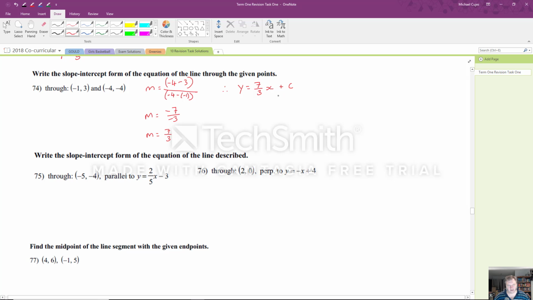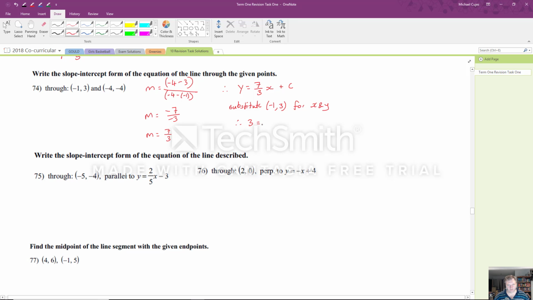Is there a good one to substitute in? 4 and 1, neither of them are going to be nice. Let's just use -1 and 3. So let's substitute. I'll try and write a little bit more neatly than that. You can see it's getting late. Substitute -1, 3 for x and y.